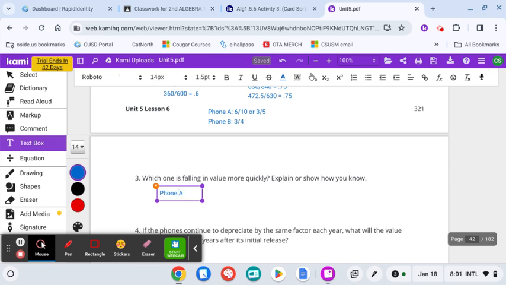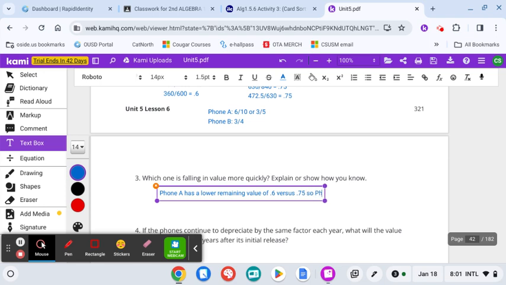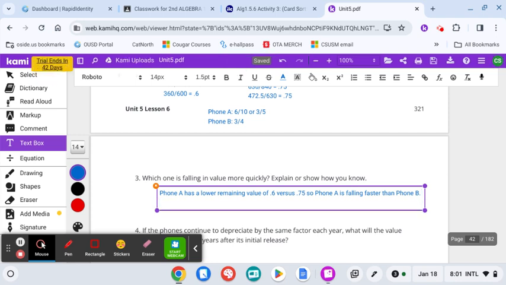Phone A has a lower remaining value of 0.6 versus 0.75. So phone A is falling faster than phone B. Remember that you do not need to type my words exactly. You should be putting this into your own words. You could have said it differently. You could also say that 0.6 is a lower remaining value than 0.75.